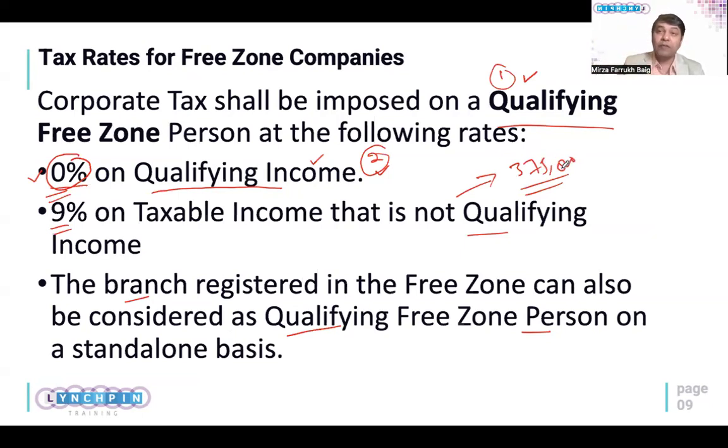But if I am a qualifying free zone entity and I have certain income which would not be qualifying income, in that case the 375K threshold will not be applicable. And I would need to pay tax on my entire income which would not be the qualifying income.